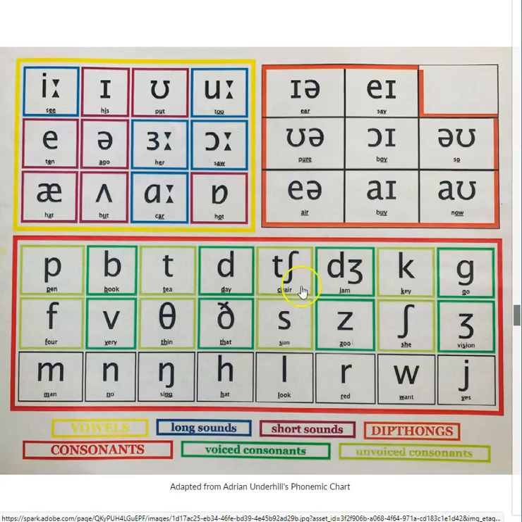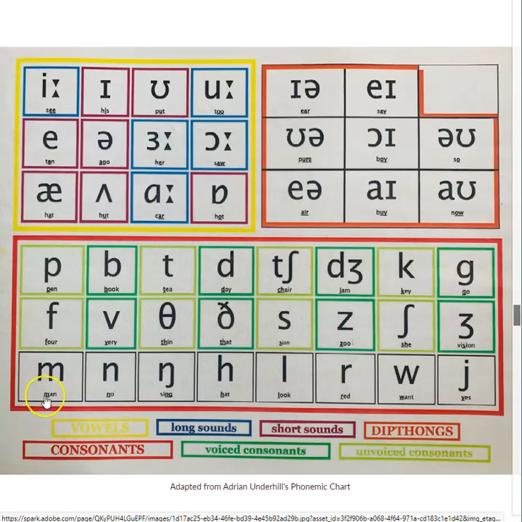ch as in chair, j as in jam, k as in key, g as in go, f as in for, v as in very, th as in thin, th as in that, s as in sun, z as in zoo, sh as in she, zh as in vision. So those two rows indicate the pairs of consonants, unvoiced and voiced.